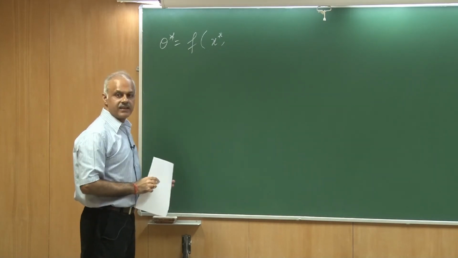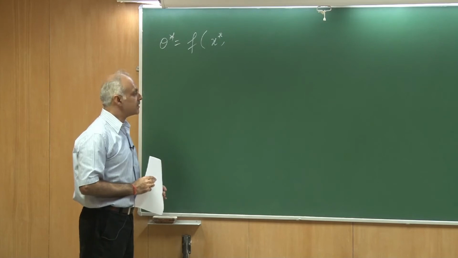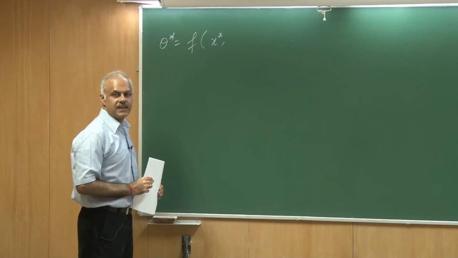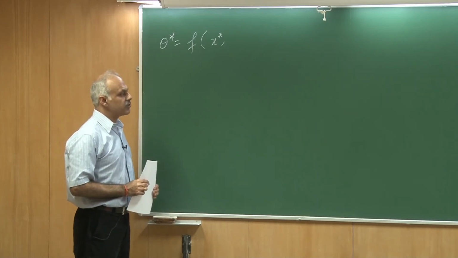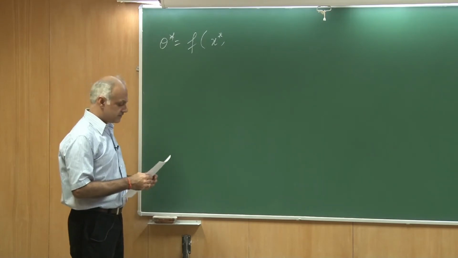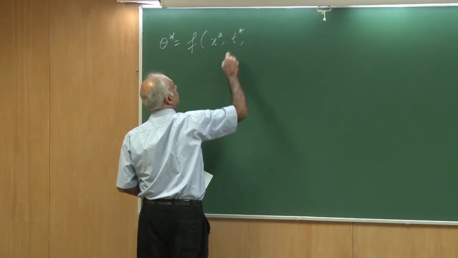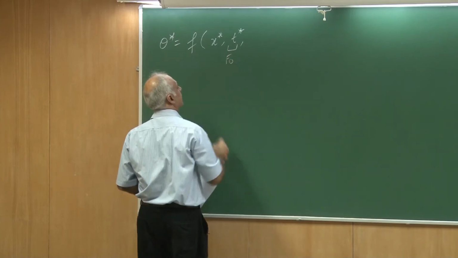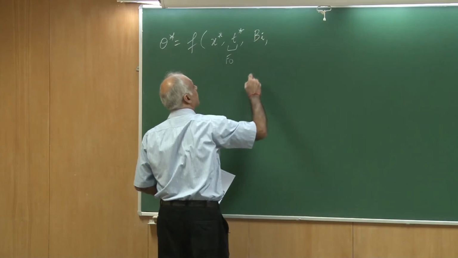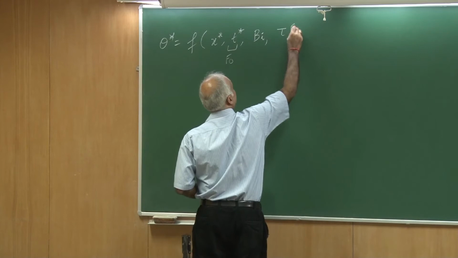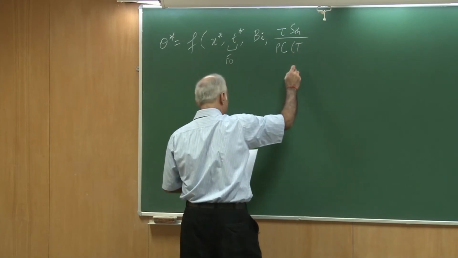Please be aware that we have not written the equations for the fluid. We are only talking about the temperature conduction inside the slab. We have modeled the convection simply by the heat transfer coefficient h, which has to be given to us. So theta star, the temperature, is a function of x star, the Fourier number, the Biot number, and of course the non-dimensional heat source, which is given as S over rho c (T minus Tf).